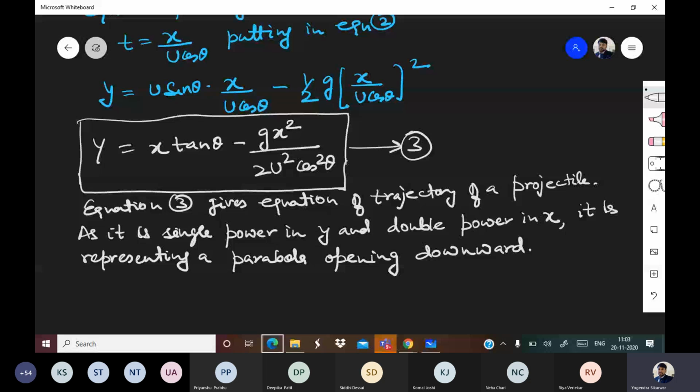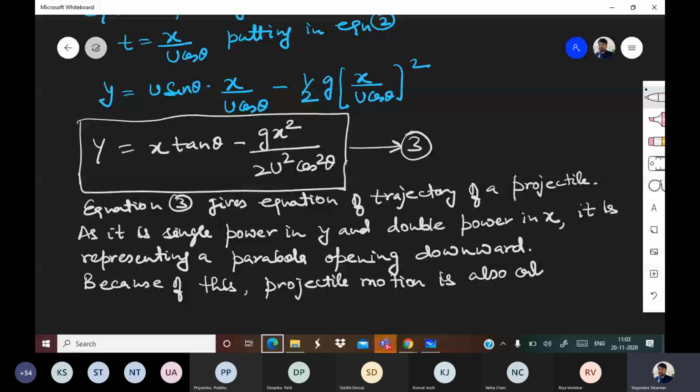So because of this, projectile motion is also called parabolic motion. Okay. Why parabolic motion? Because object will move on a parabolic path. Object will move on a parabolic path. That's why it is also called parabolic motion.